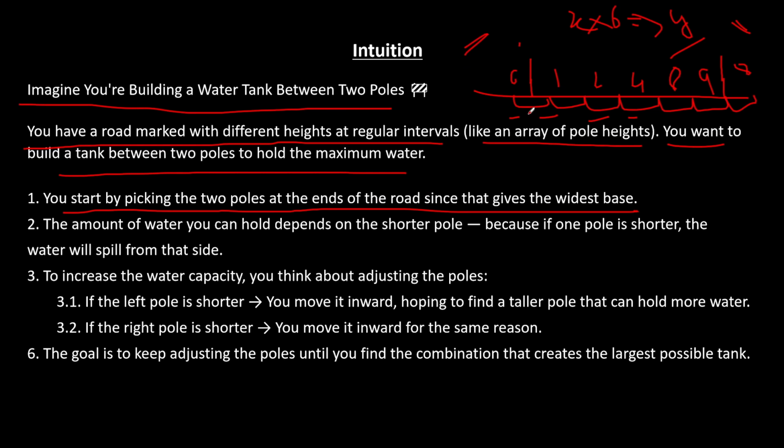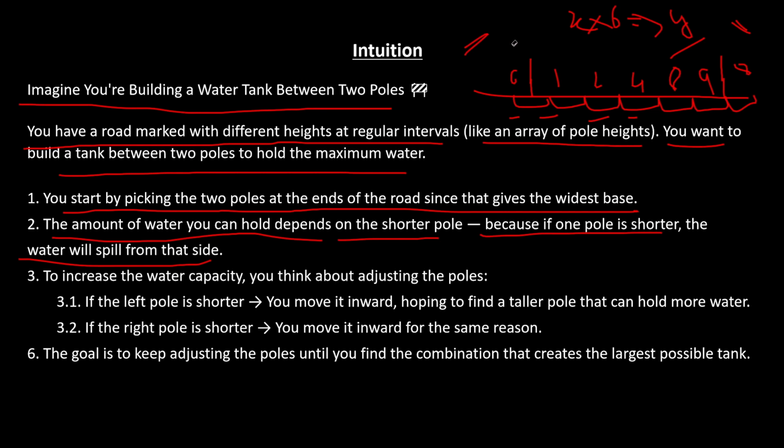This is one of the intuitions, that we could take the widest part, but now we don't know whether the upcoming poles or intervals could have a greater height compared to the previous one, right? So the amount of water you can hold depends on the shorter pole, as I explained. Because if one pole is shorter, the water will spill from that side, right? Which I explained here. If we are taking 8, then there will be two gaps remaining for the 6, right? The water will spill out from here.